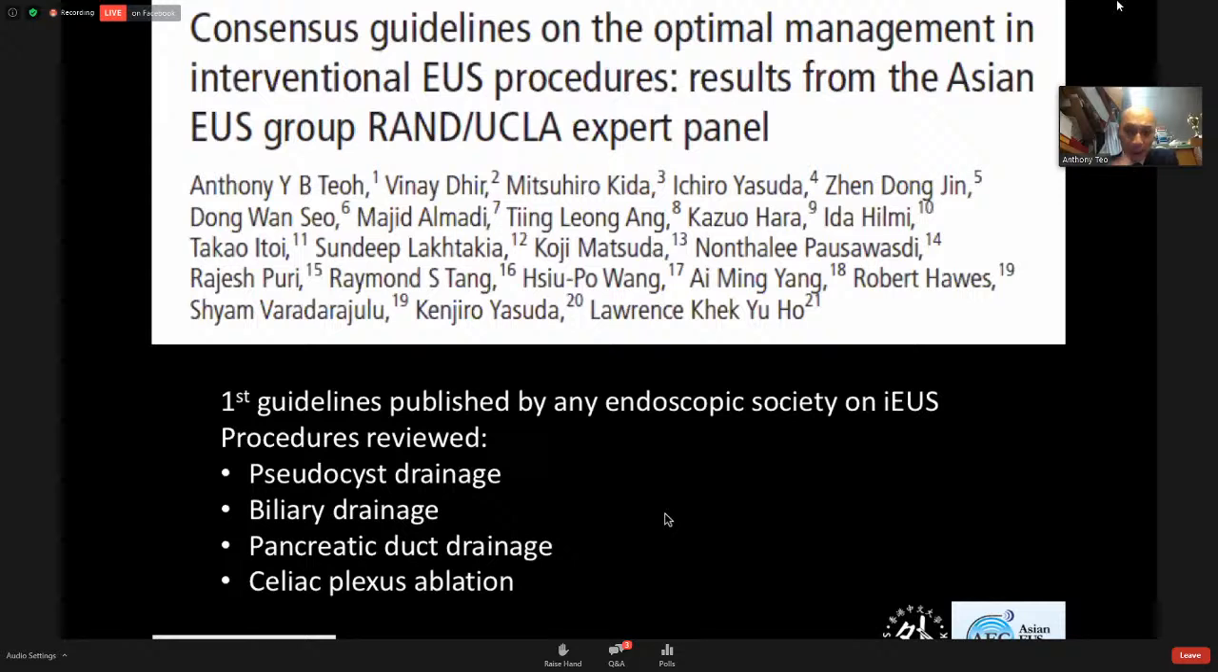In this guideline, we focus mainly on 4 procedures, including pseudocyst drainage, biliary drainage, pancreatic drainage, and also celiac plexus ablation. And the guidelines not only cover the procedure, but we also cover indication, pre-procedural planning, post-procedural planning, and also training. If any of you are interested, please take a look. We also plan to have an update on this guideline soon. We plan to include more procedures like gallbladder drainage, walled-off necrosis, or even GJ.